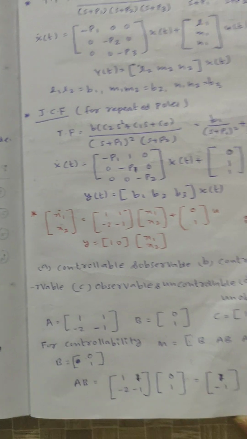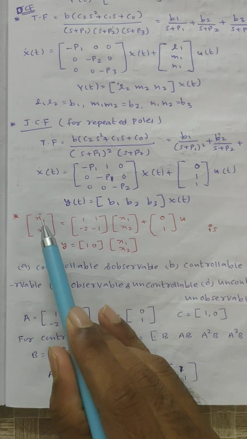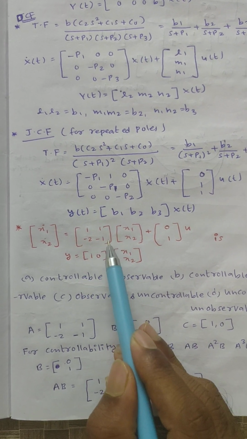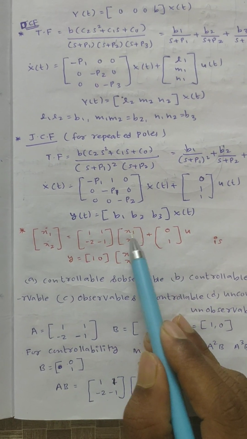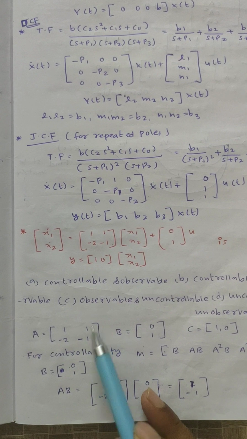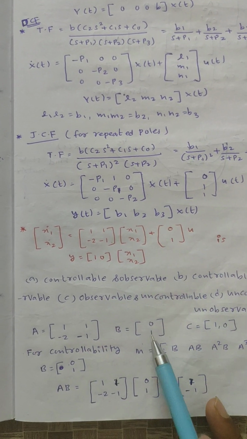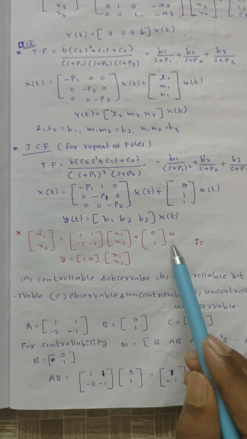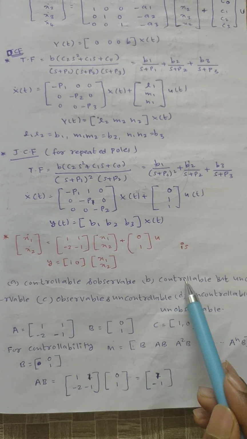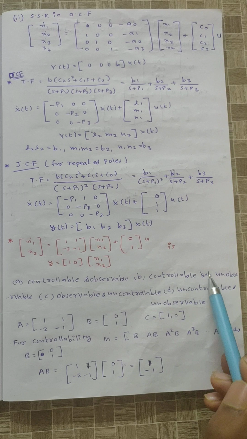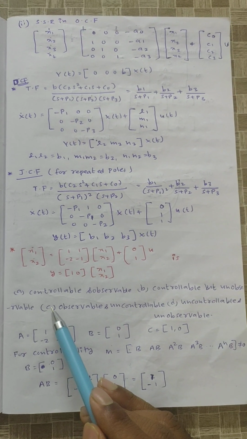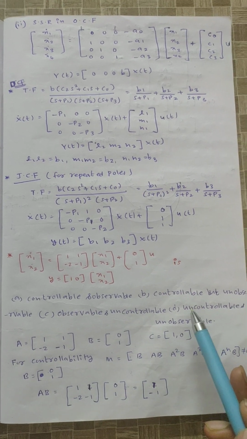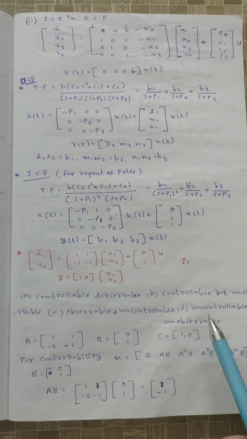Now let us solve one problem. x dot is equal to 1, 1, minus 2, minus 1. That means the A matrix given is 1, 1, minus 2, minus 1. B matrix is 0, 1. C matrix is 1, 0, right? From this given question, the first option is controllable and observable. Second option is controllable but unobservable. Third option is observable and uncontrollable. Fourth option is uncontrollable and unobservable.